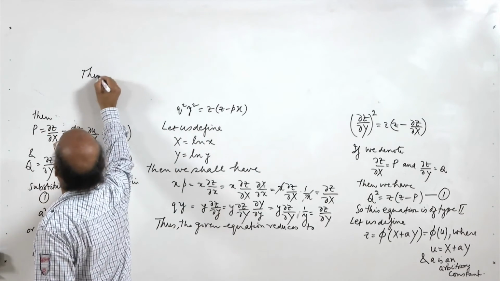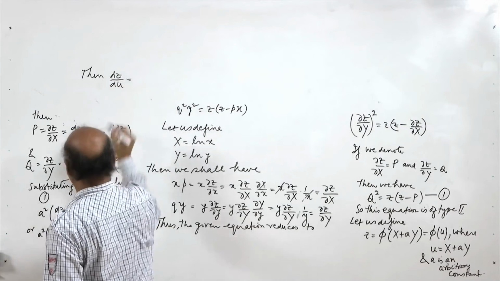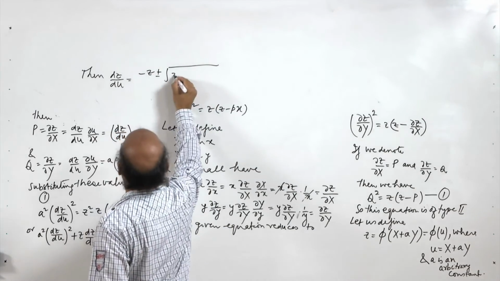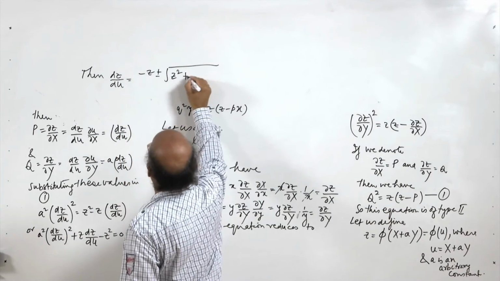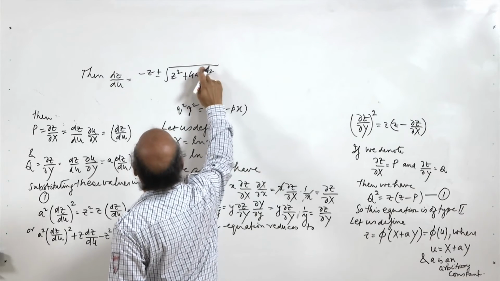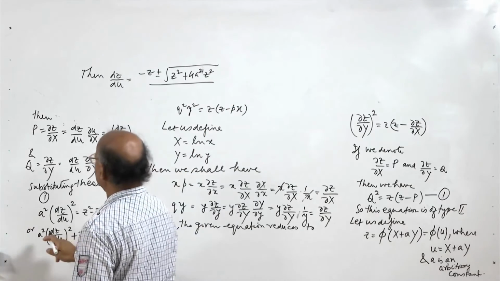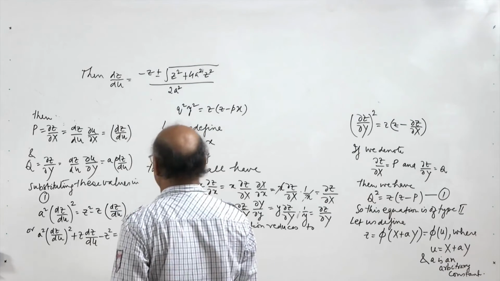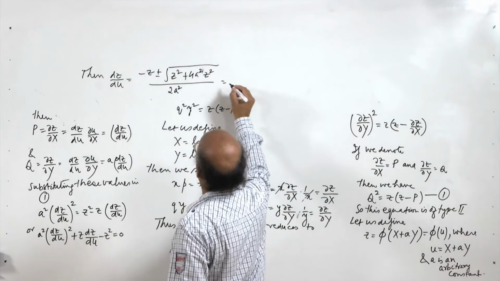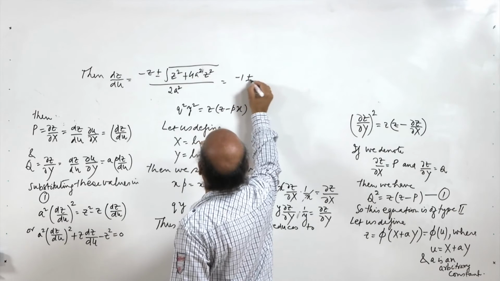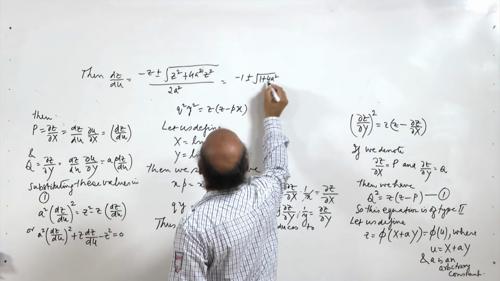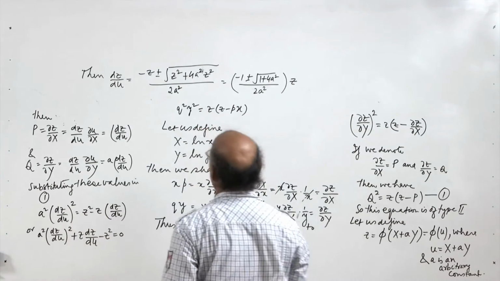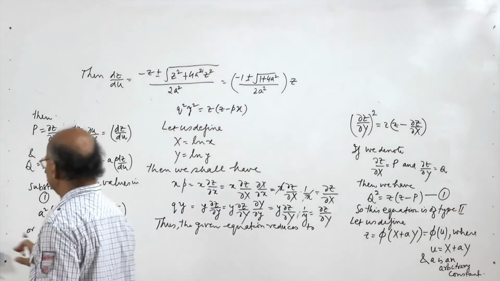So then dz by du can be obtained from here, which will be minus z plus minus under root z square plus 4a square z square divided by 2a square. Okay, so this is equal to minus 1 plus minus under root 1 plus 4a square by 2a square into z. Now we can differentiate it easily, we can integrate it easily.